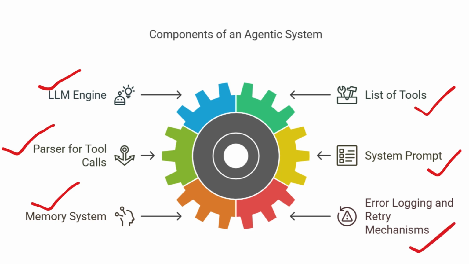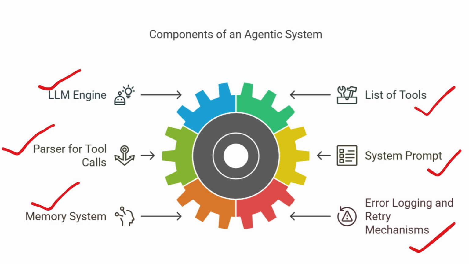Error logging and retry mechanisms. Since AI models aren't perfect, agentic frameworks often include error handling. If something goes wrong, like a tool failing or an unexpected response, there needs to be a way to detect the issue and either retry or adjust the approach. Each of these components plays a critical role in allowing an AI agent to function effectively within a given framework.